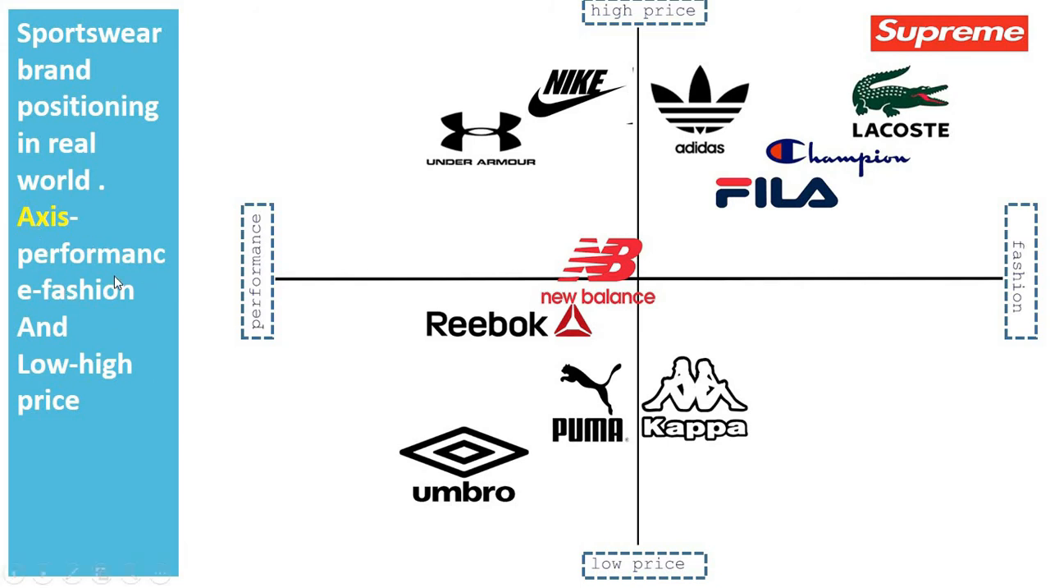So here the axis 1 is performance versus fashion, and axis 2 is high price to low price. So you will see Nike more towards high price, but they're also towards the performance side, where Adidas is more towards the fashion side, but they both are expensive shoes. If you look at Lacoste, that is also a very expensive brand, but it is coming more towards fashion. It is going away from performance and coming more towards fashion.